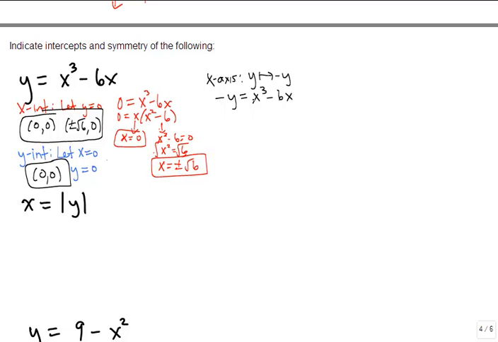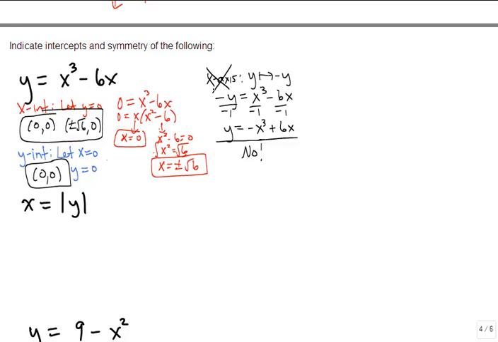To solve this for y would require dividing through every term by that negative, which makes this become positive y. X cubed divided by negative 1 is negative x cubed, and a negative 6 over a negative 1 becomes a positive 6x. Is this the same equation as what we started with? No, because the signs are backwards. So this doesn't work, which means we do not have x-axis symmetry.